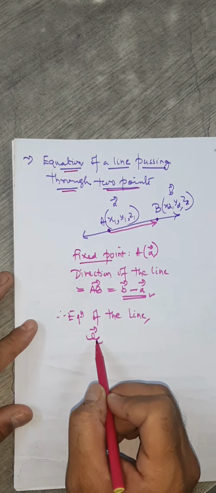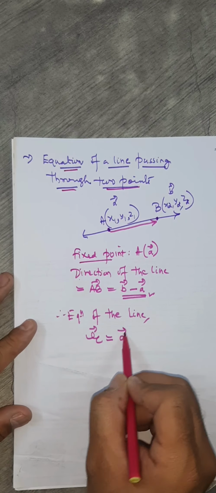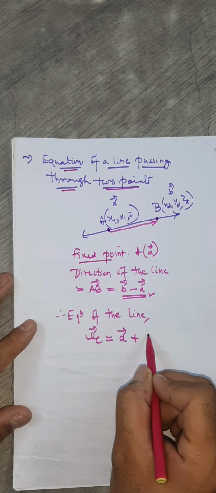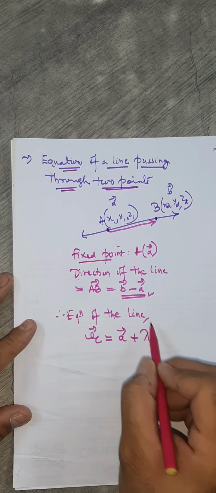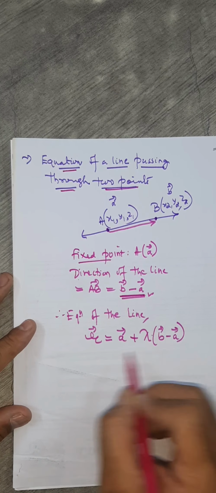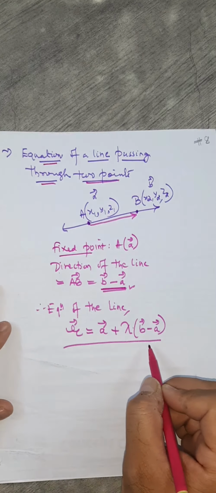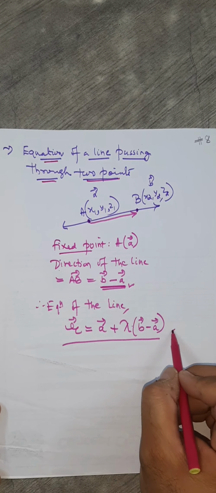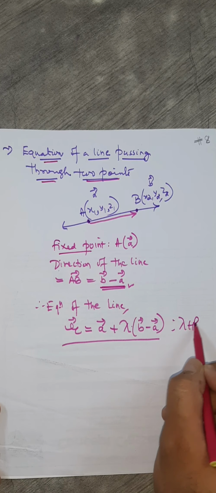Therefore the equation of the line here: vector r, that's a variable point, equals that fixed point, that is this vector A, plus scalar lambda into the direction. What's the direction? That is vector B minus vector A, right, where lambda is a scalar. Remember, what's lambda there? Any scalar. Scalar means number.